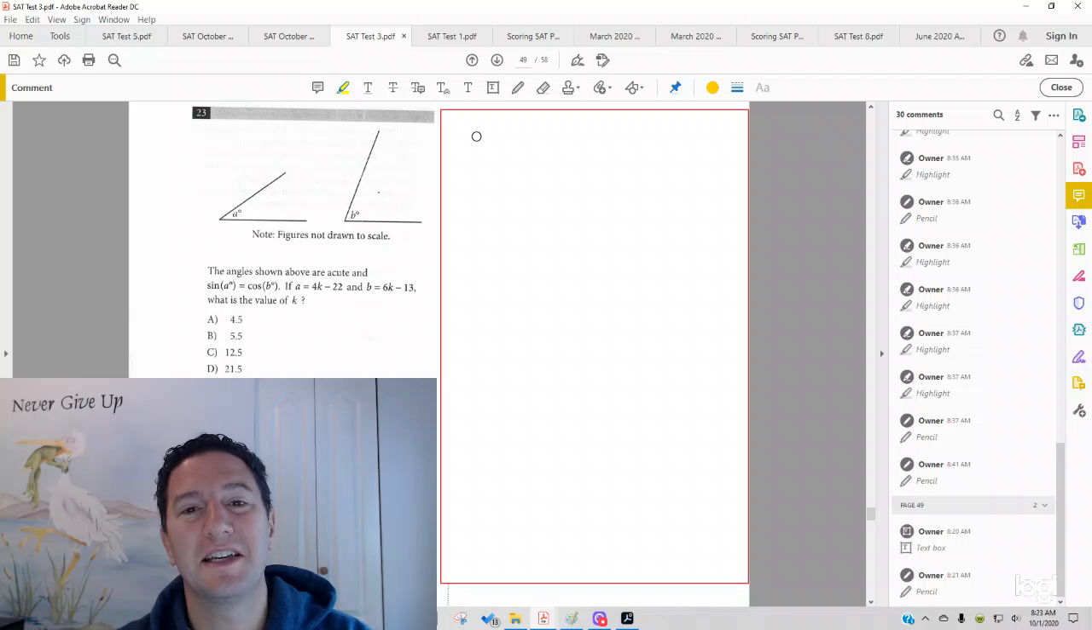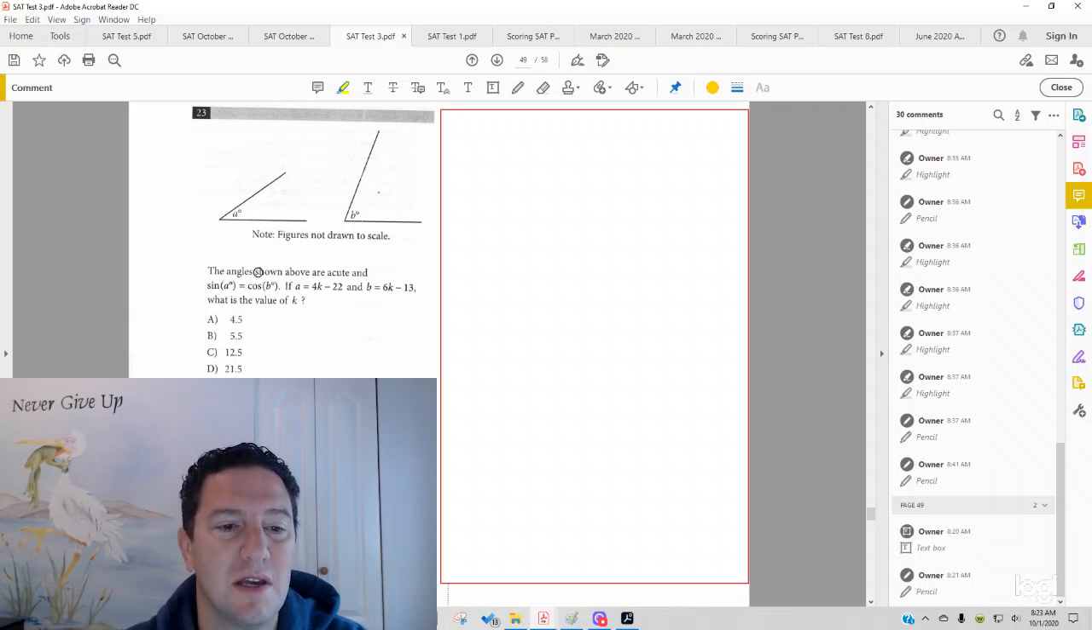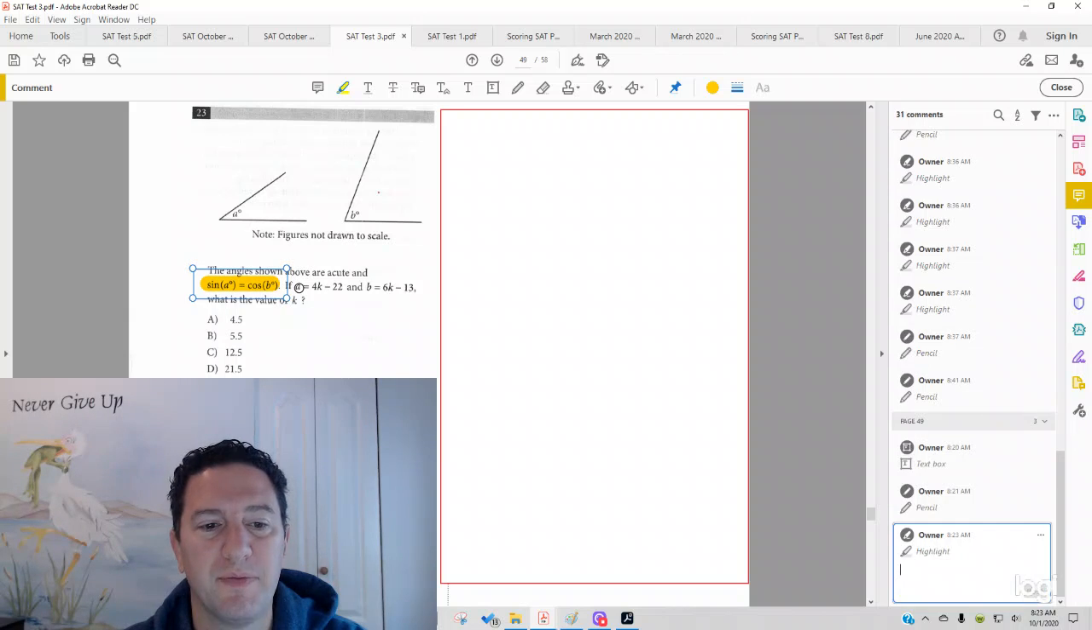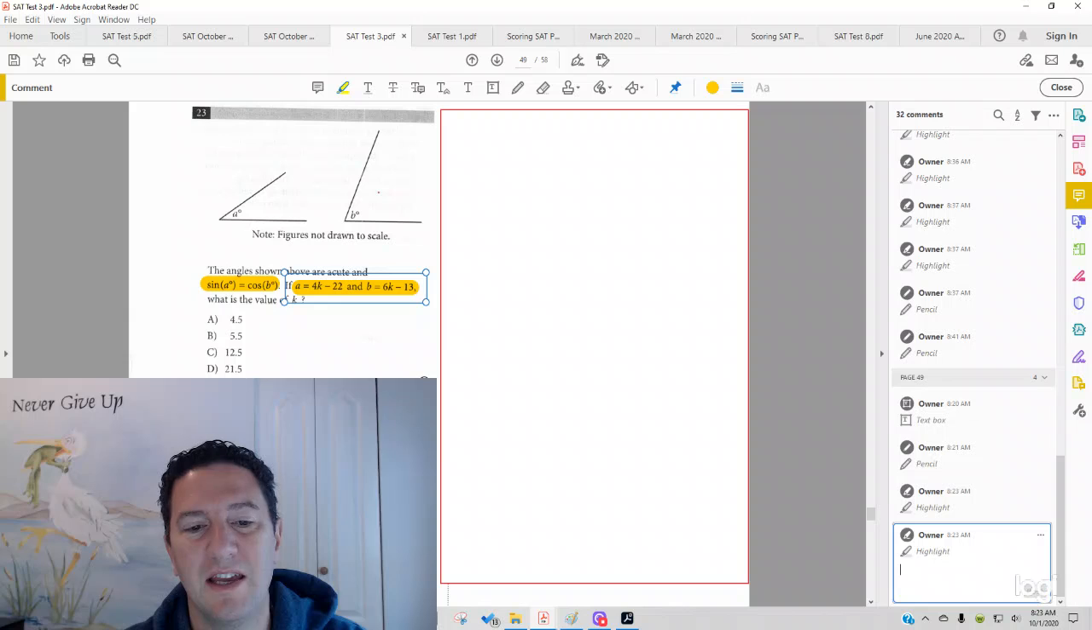Today we're going to look at Test 3, Section 4, number 23, which reads: the angles shown above are acute, and sine of A equals cosine of B. If A equals 4k minus 22 and B equals 6k minus 13, what is the value of k?